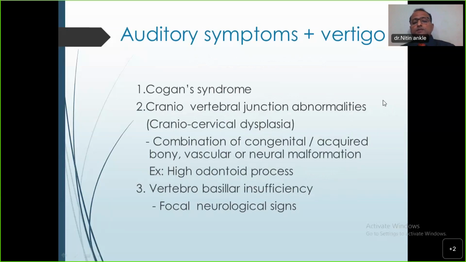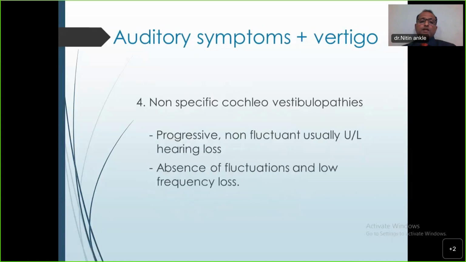Now comes the real part, which is confusing. Here are the auditory symptoms with vertigo. Both the auditory symptoms like deafness and tinnitus are present along with vertigo. In Cogan syndrome, there are craniovertebral junction abnormalities, craniocervical dysplasia, a combination of congenital and acquired bony, vascular and neural malformations. Examples are high odontoid process, vertebrovascular insufficiency, and focal neurological signs. This definitely needs further evaluation in the form of MRI or CT scan, and we can reach the particular diagnosis. And many times blood investigations also.